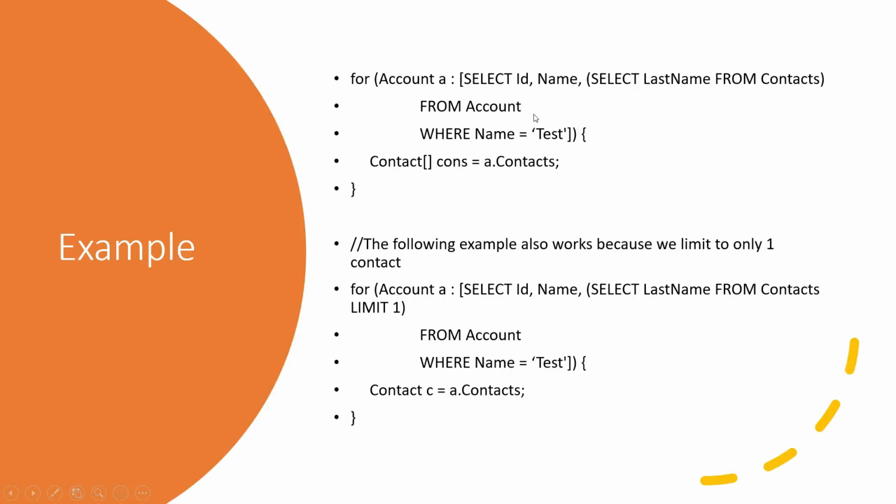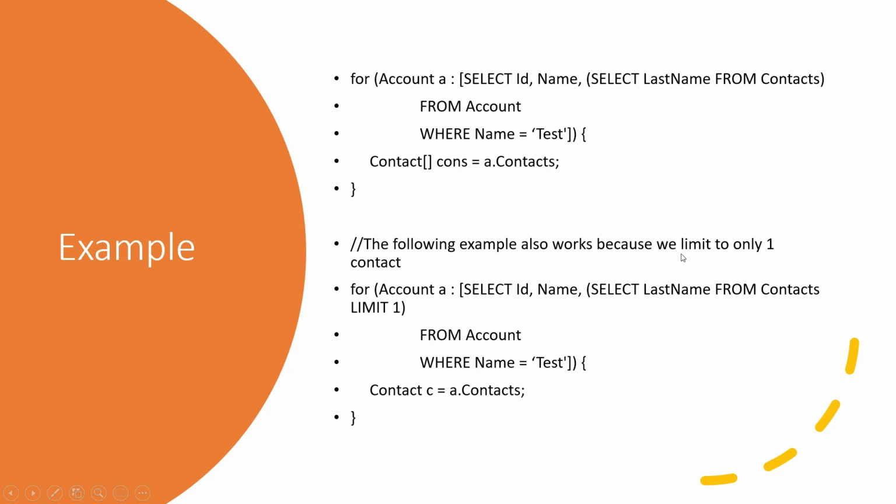Example: looping the records where name equals test. This is a parent-child relationship. So select id, name from account, and there's also a subquery of the associated contacts on this record, select lastName from contacts, where name equals test. And so a.contacts. So here we are storing all the associated contacts into the contact array. We have given the variable name as cons.